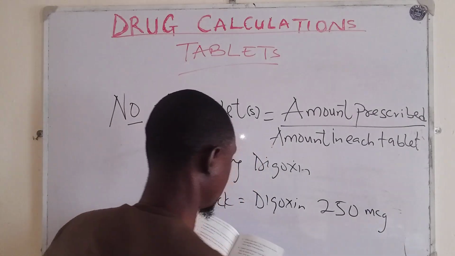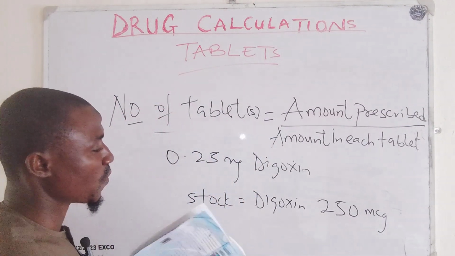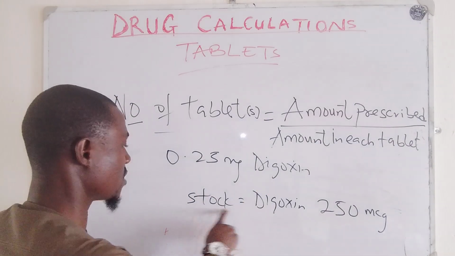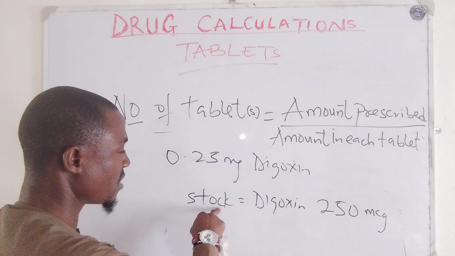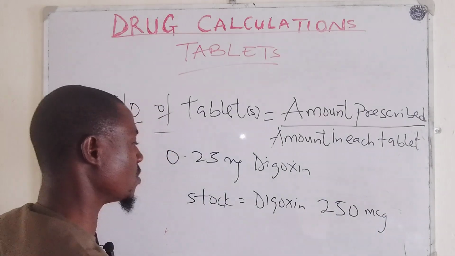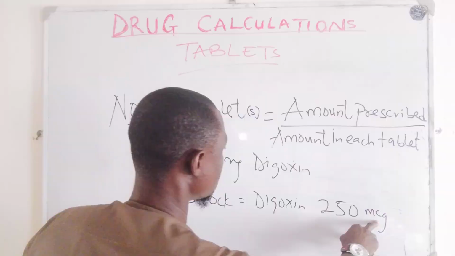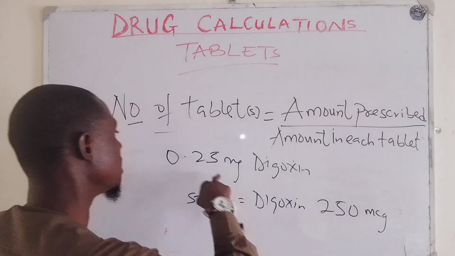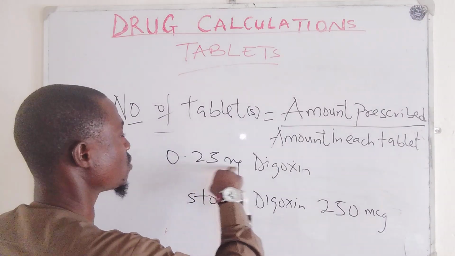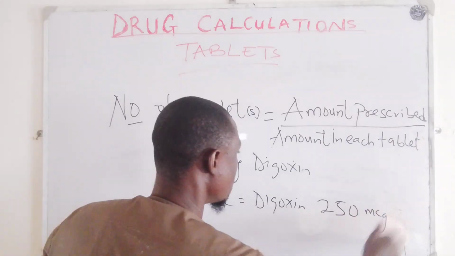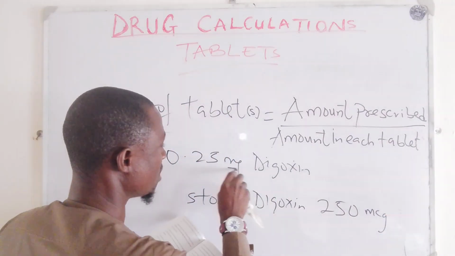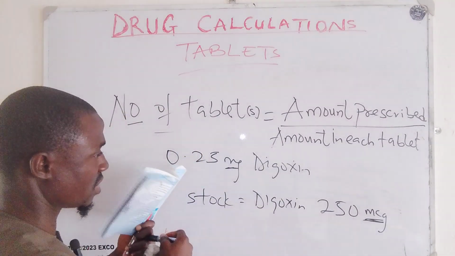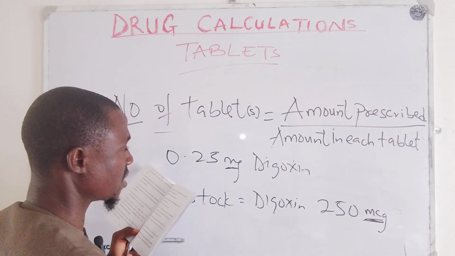So what you have in the pharmacy or in your possession, as the case may be, is the stock. Stock simply means what you have in your possession. It can be in the pharmacy or it can also be with you. So the digoxin is 250 microgram. That is the amount for each tablet, and the prescription is reading 0.25 milligram. So how do you go about this? The amount prescribed is in milligram, the amount in each tablet is in microgram, so we have a very significant difference with regards to the unit.